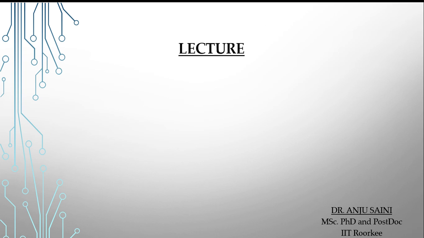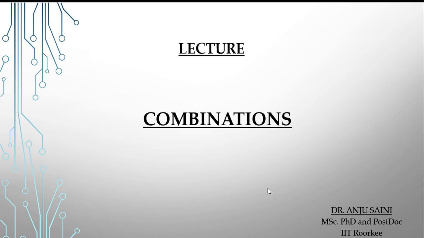Welcome to all in the next lecture of elementary combinatorics, that is on combinations. In the last lecture, we studied the permutations. So, what is the difference between permutations and combinations? In permutations, order matters, meaning we select the objects by ordering, and in combinations, order doesn't matter.